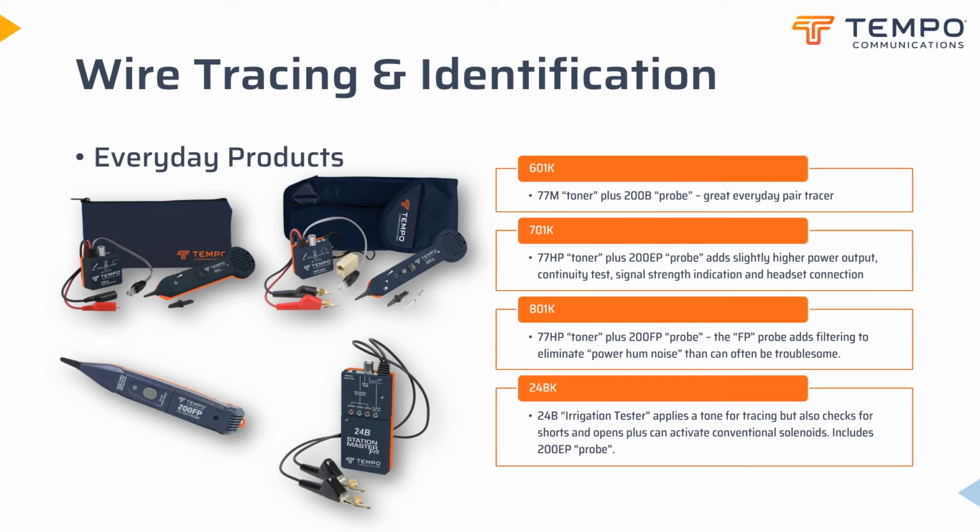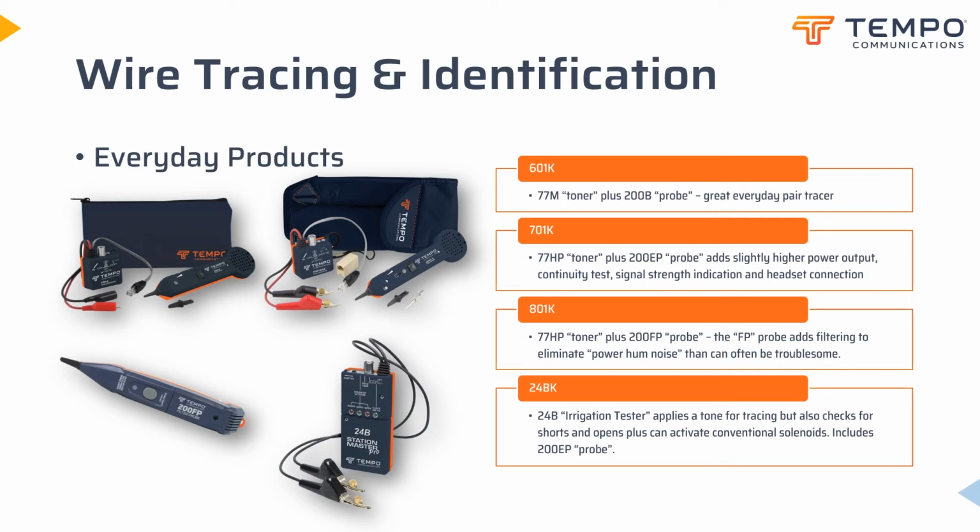The 801K has the 200FP probe that includes a magic power hum rejection filter, making your job easier when tracing around other electrical equipment. Remember that the electric field we're tracing will be present at 50 or 60 Hz around all power cables too. 200FP effectively eliminates that hum and just leaves you with the pair tracing tone that you're looking for.